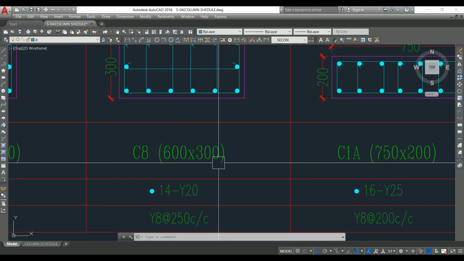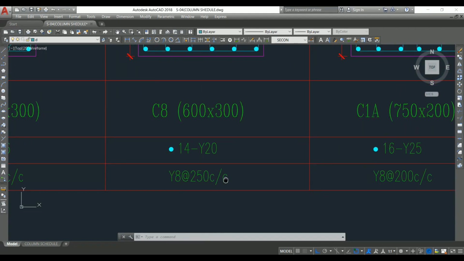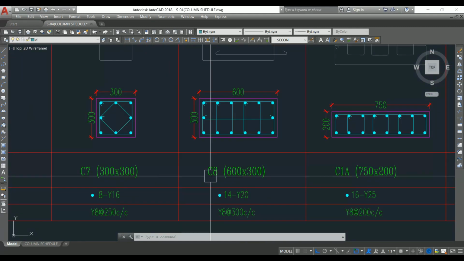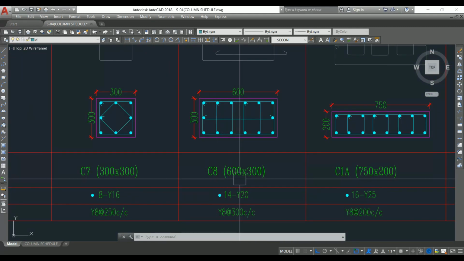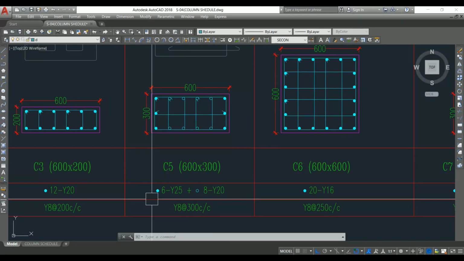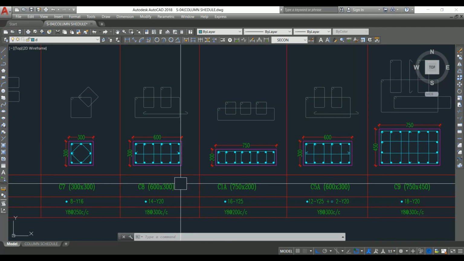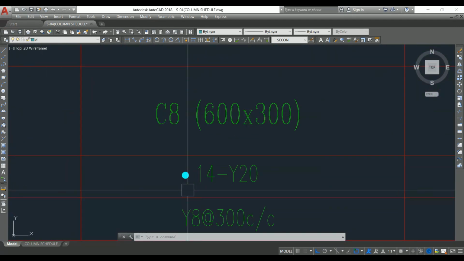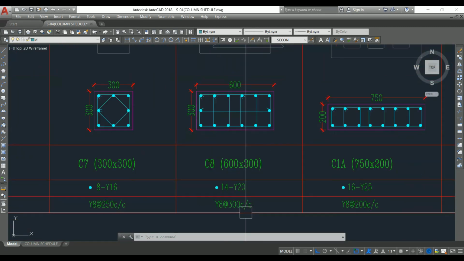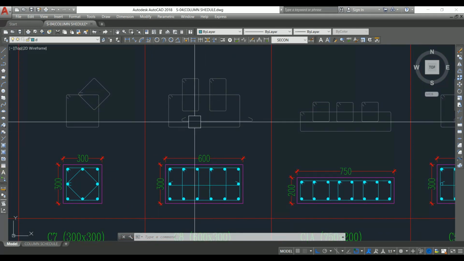Next one is 600 by 300. Here we have 14 number of 20 mm dia bar, and the spacing for lateral ties is 8 mm at 250 mm center to center. Next one is column C8, that is 600 by 300. The similar size we have discussed already, but in that case we had two different diameters of bar, whereas here we have the same dia of bar. Longitudinal bar 14 number of bars, 20 mm dia, and tie spacing is 8 mm at 300 mm center to center. So the arrangement also looks similar to that column.